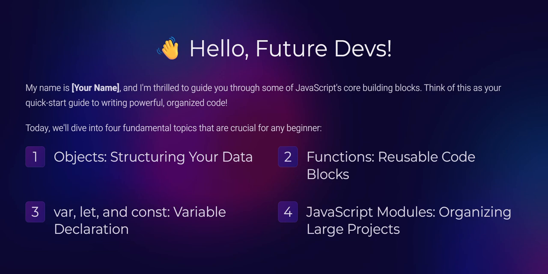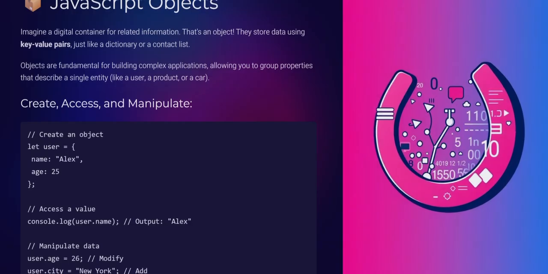Today, we will dive into four fundamental topics that are crucial for any beginner: objects, structuring your data; functions, reusable code blocks; var, let, const, and variable declaration; and JavaScript modules, organizing large projects. So these are the four modules we are going to discuss further. And firstly, we are discussing objects.